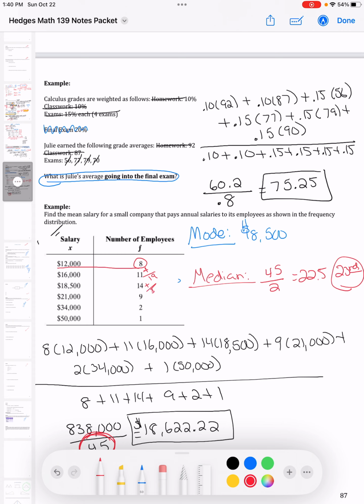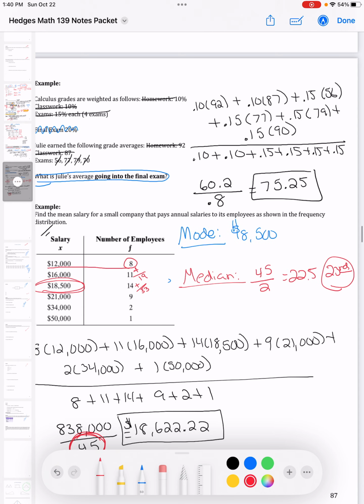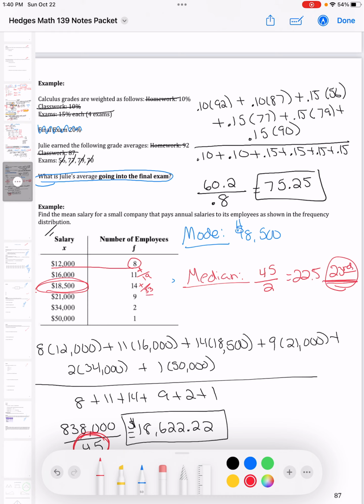So all the way through the 33rd number: the first 8 are 12,000, the next 11, so 9 through 19, would have been 16,000, and then we would have picked up with the 20th number, which starts right here with 18,500. So the 20th number all the way through the 33rd number in the list would have been 18,500. And I was looking for 23, so 33 definitely has that covered. So the median would have been 18,500.